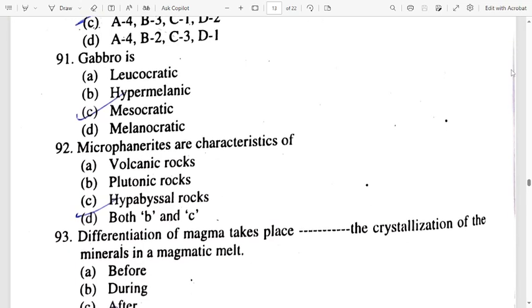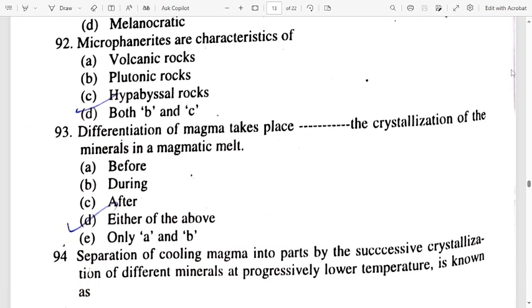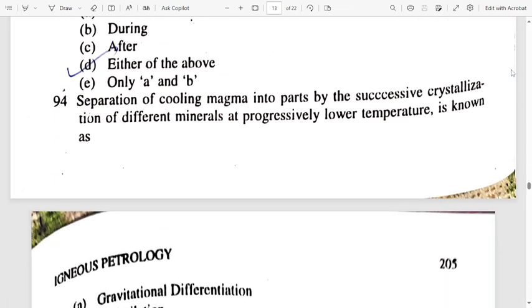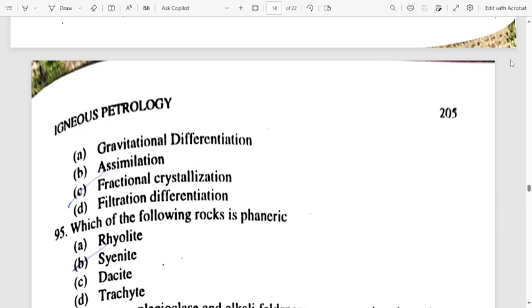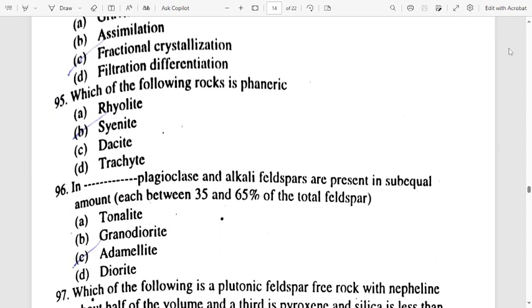Microphanerites are characteristic of both plutonic and hypabyssal rocks. Differentiation of magma takes place either before, during, or after the crystallization of the minerals in a magmatic melt. Separation of cooling magma into parts by the successive crystallization of different minerals at progressively lower temperature is known as fractional crystallization. Which of the following rocks is phaneritic?